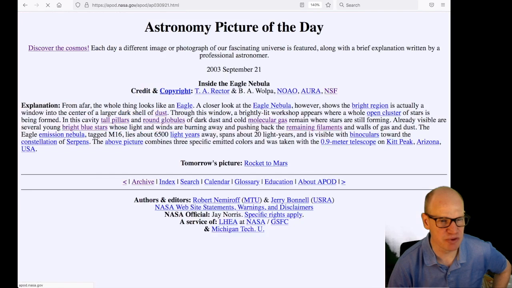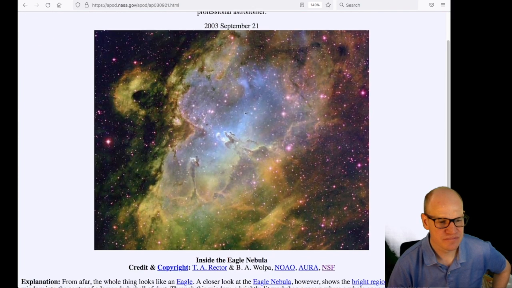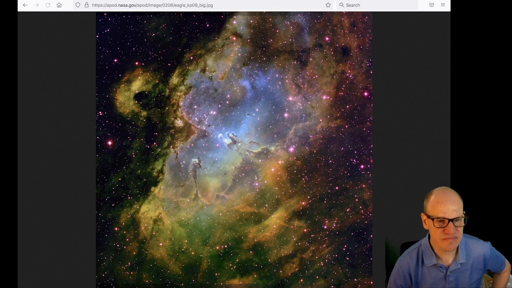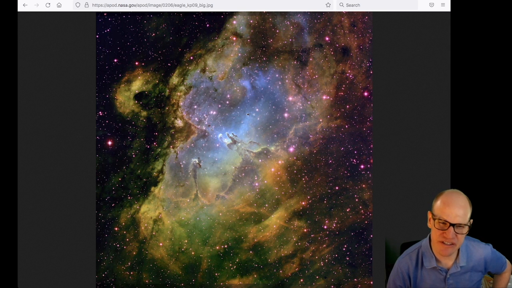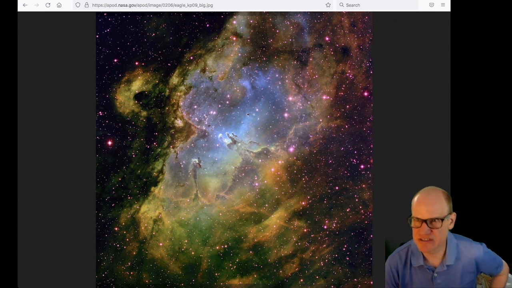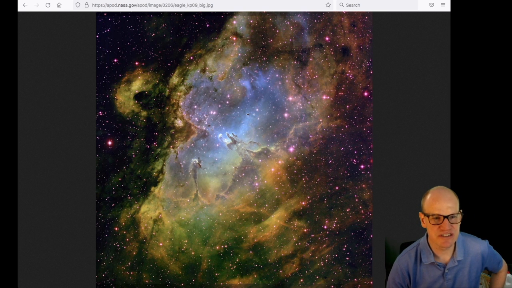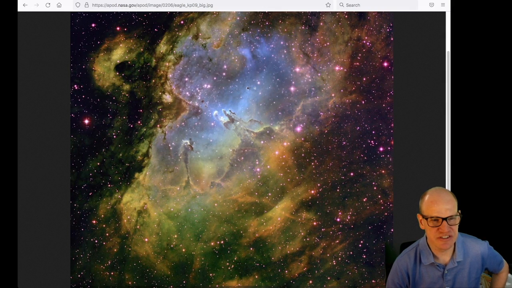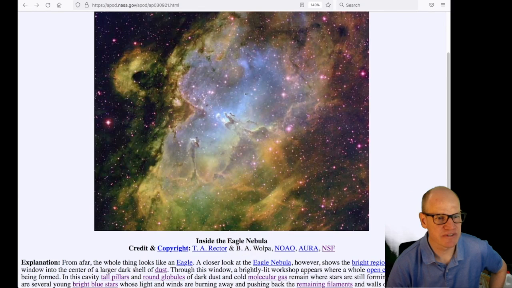Inside the Eagle Nebula. So the Eagle Nebula, the pillars of creation, the Hubble image, is this portion right here. That portion with these 3 little pillars that are sticking up. The rest of this cloud is just part of the greater Eagle Nebula. And you can see that it's being hollowed out by the presence of the young stars that are forming in that environment.